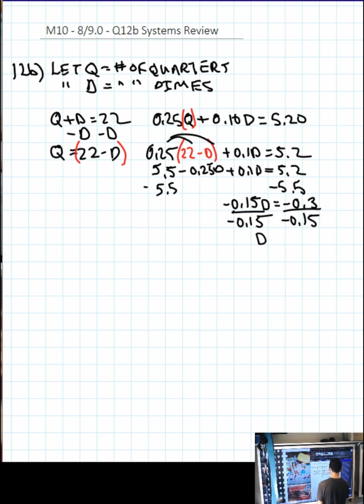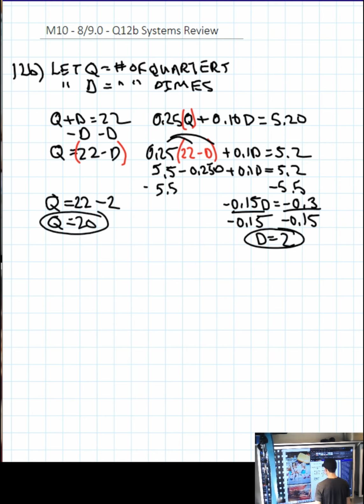And we'll get D equals 2. Taking that, putting it back into the other equation, skipping a couple of lines, 22 minus the D value we just got, Q equals 20. Again, if you want to, write an English sentence: we have 20 quarters, we have 2 dimes. But find out from your teacher again.